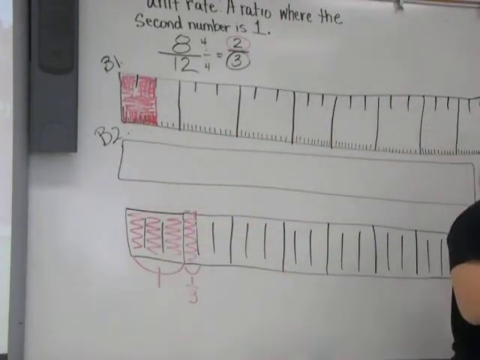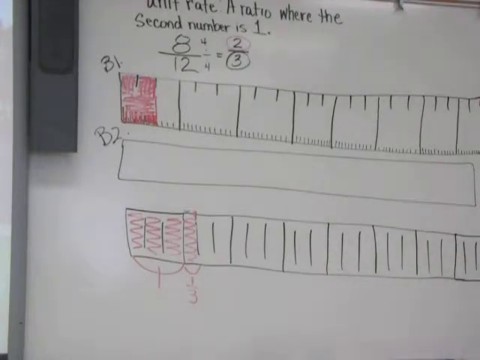B2 says, show how 5 people can share a 3-segment shoe. How many segments? 3. We have 3 segments. How many people are sharing it? 5. So when we break this one apart, does each person get one whole gummy, one whole segment?